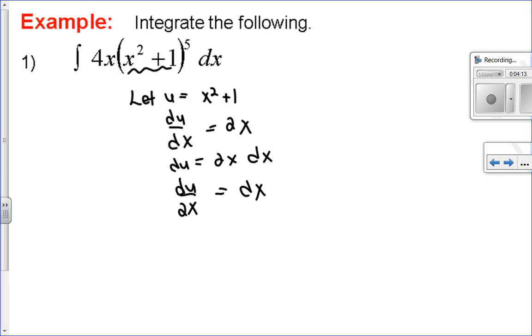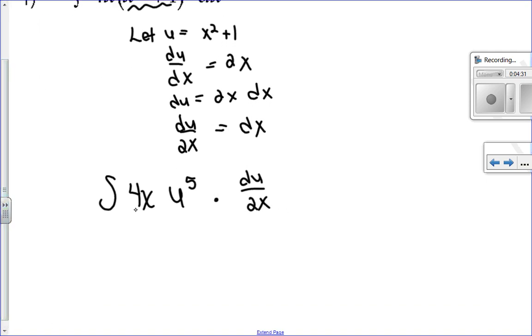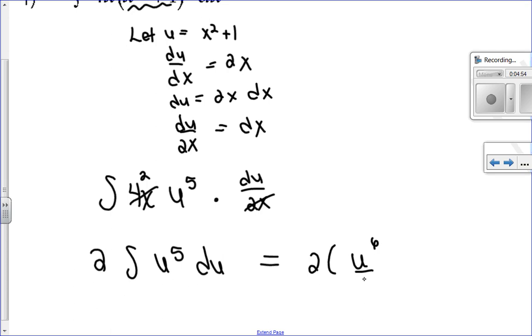Now I'm just going to replace this here. It's going to be the integral of 4x times u to the exponent 5 multiplied by dx, which is du over 2x. And if I've done that correctly, I'm only going to be left with u's and du's. Here you can see 4x divided by 2x is just 2. So I can take the 2 outside and say that this is 2 times the integral of u to the exponent 5 du. We know from the reverse of the power rule, this is just going to be 2 times u, increase my exponent by 1, divide by my new exponent, all plus c.